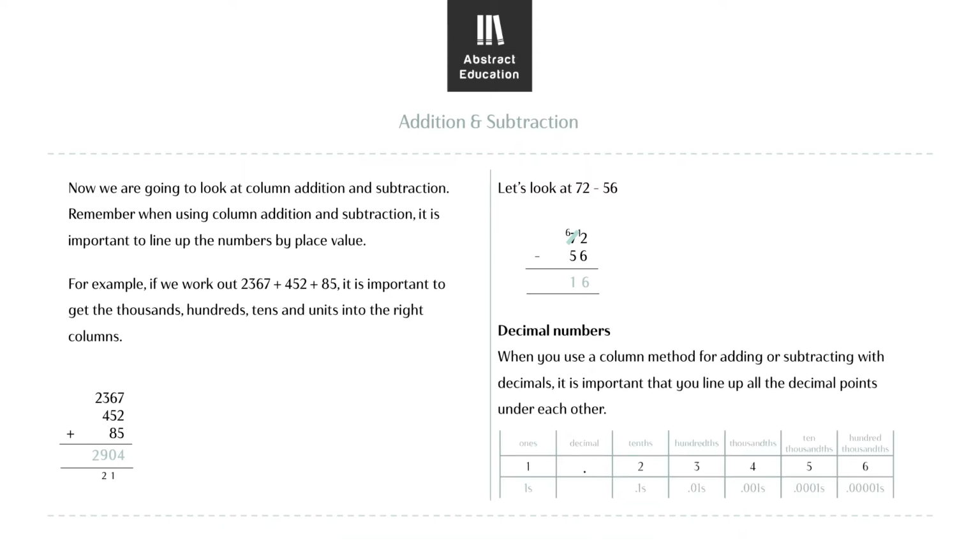When you use a column method for adding or subtracting with decimals, it is important that you line up all the decimal points under each other. We're going to have a look at an example on the next page.